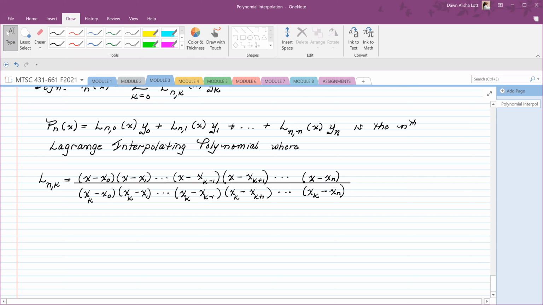We can also write Lnk as, now I don't know if you guys have seen this before, but you know how you can take the sum of a bunch of terms, you can take the product. So pi means the product. We start off at i equals 0, we go to n, but i is never equal to k, of x minus xi divided by xk minus xi.